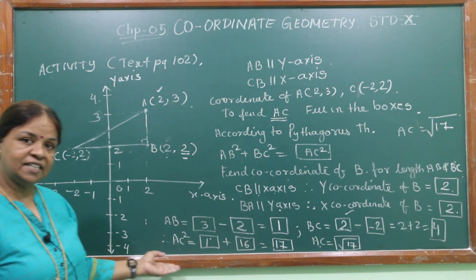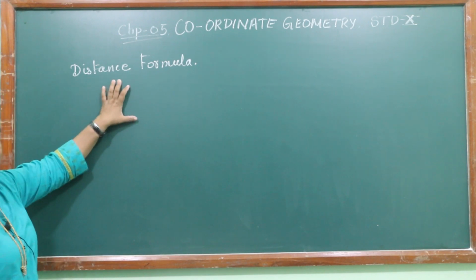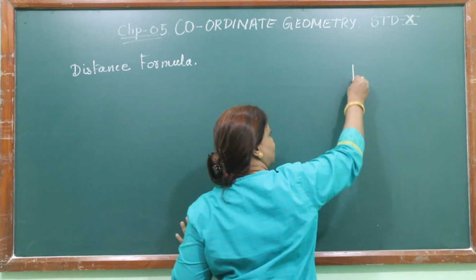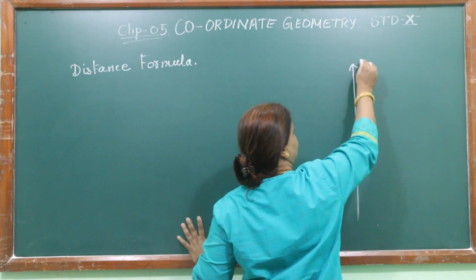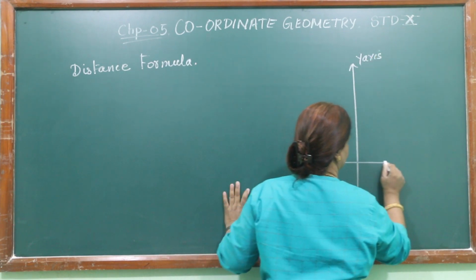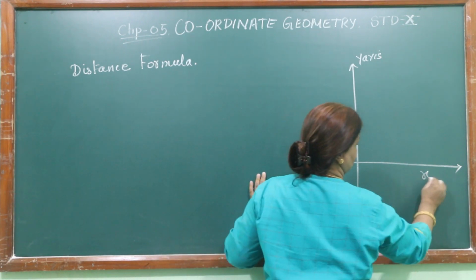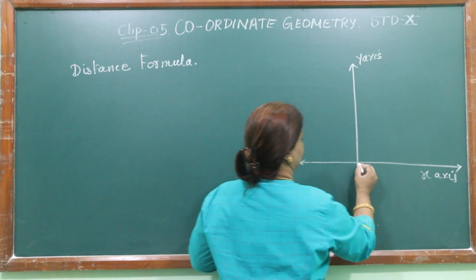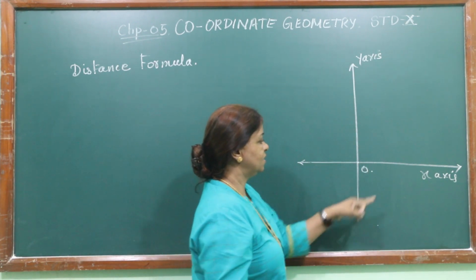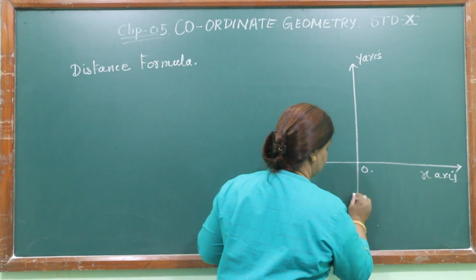Now we will move to the distance formula. Now we will be deriving, children, the distance formula. We will consider, this is the y-axis, children, and this is the x-axis. This is O, the origin, where both the axes, y-axis and x-axis, cut each other, intersect each other. That is known as the origin, children.